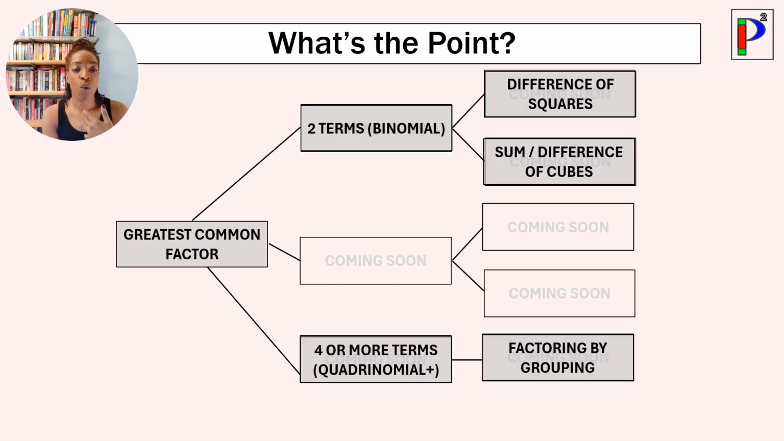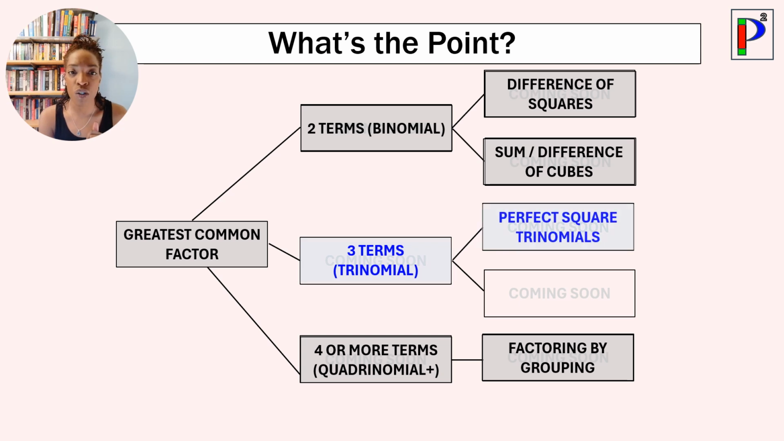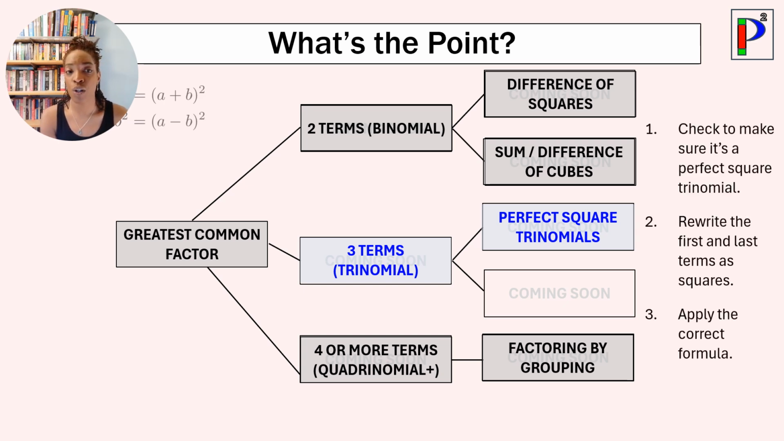So what was our point? This was our first trinomial factoring method. To factor a perfect square trinomial, check your requirements, then write the first and last terms as squares, and then apply the correct formula. Now keep in mind this only applies to a certain type of trinomial. We're going to learn more about other trinomial methods in future videos.